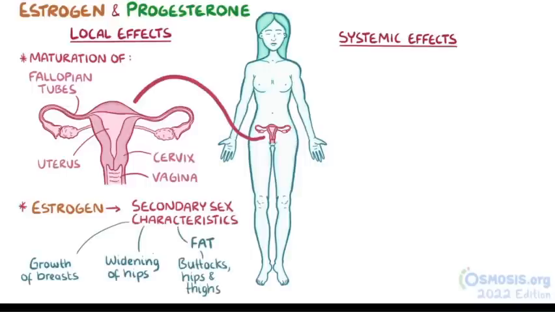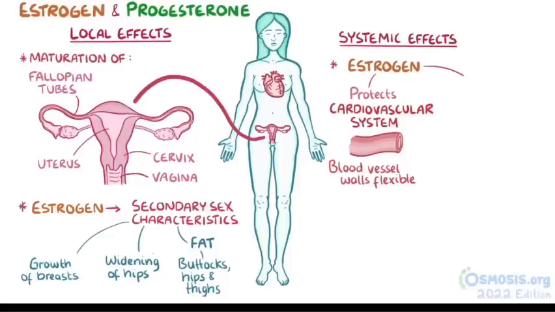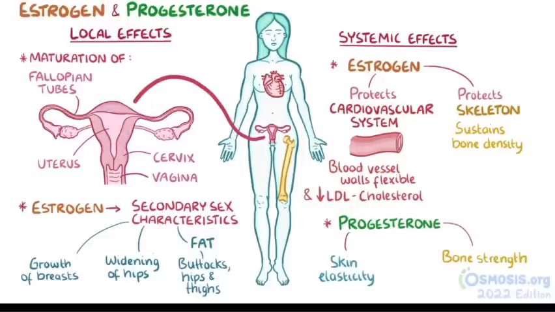On a systemic level, estrogen has a protective effect on the cardiovascular system, helping keep the blood vessel's wall flexible to accommodate blood flow, as well as the skeleton, where it helps sustain bone density. Estrogen also protects against cardiovascular disease by lowering levels of LDL cholesterol. Progesterone, for its part, also plays a role in bone strength, as well as in keeping the skin elastic.